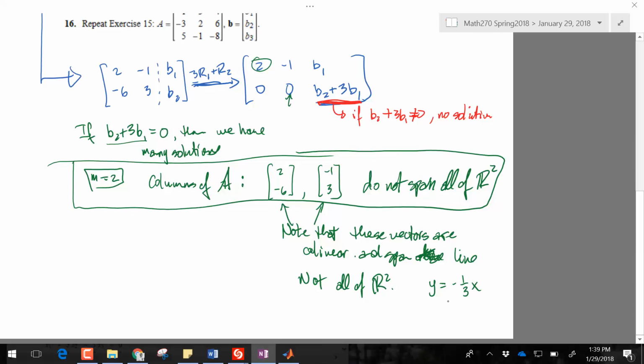So when we're talking about spans, we're talking about a linear combination of vectors, right? And we're talking about linear combinations of vectors. They're always spanning from 0. Is this right? Negative 3x? Yeah, yeah.